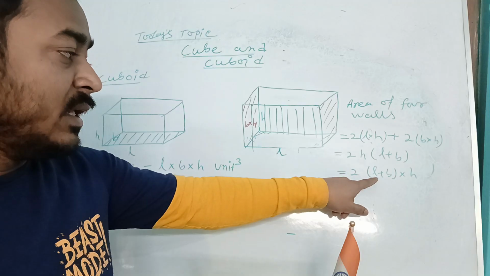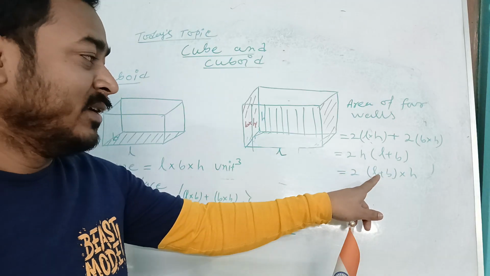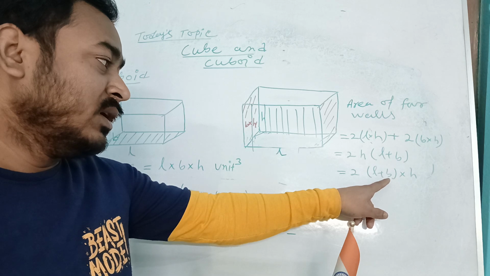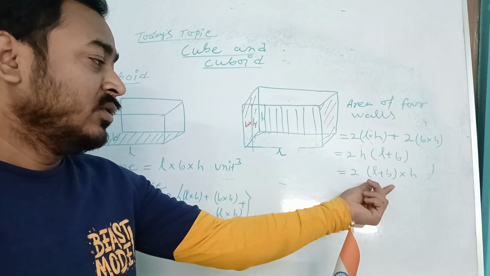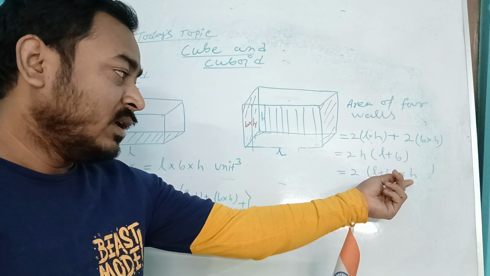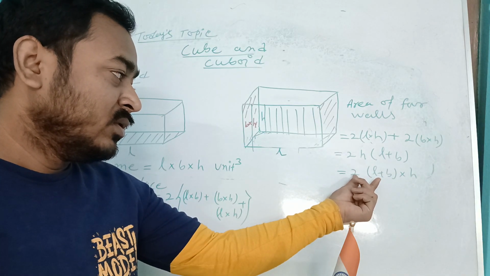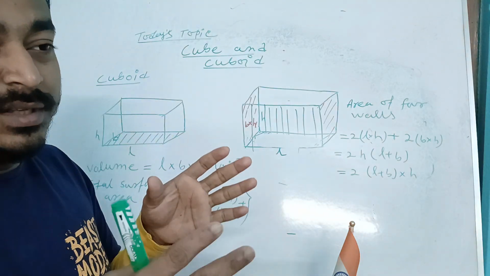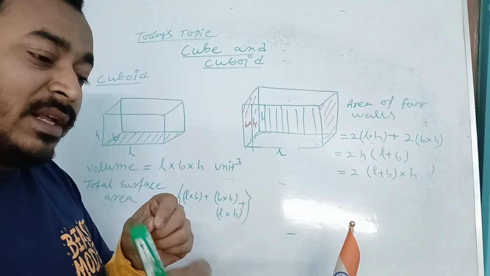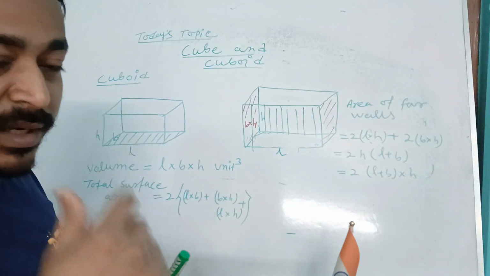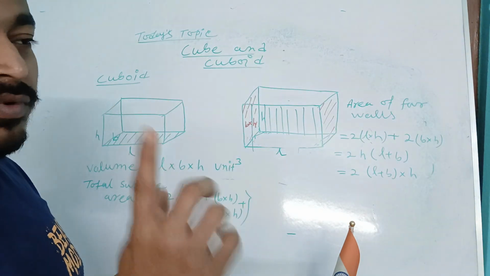Then that time L and B and H are same, bhai. So L means A, B means also A, and height is also A. So here it is 2A, then here A, here 2. So it is 4A square. Simple. Total 6 surfaces, each one, so height, length and breadth are same, A. So area of one surface is A square. So 4 walls, 4A square.